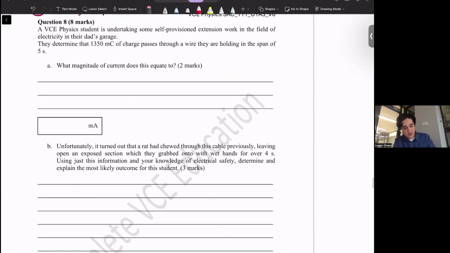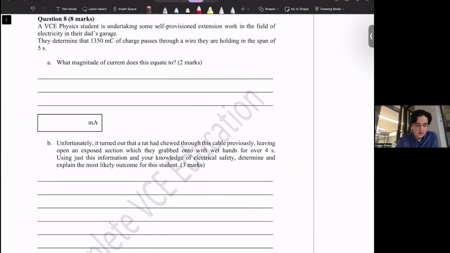So, question 8. We have a VCE Physics student taking some self-revision extension work in the field of electricity in their dad's garage. They determined that 1,350 millicoulombs of charge passes through a wire they're holding in the span of 5 seconds. What magnitude does this equate to?